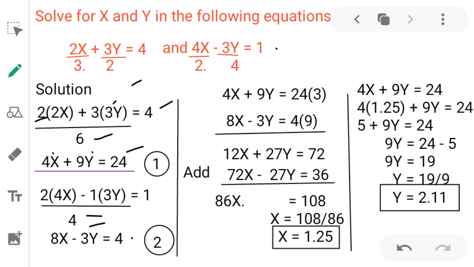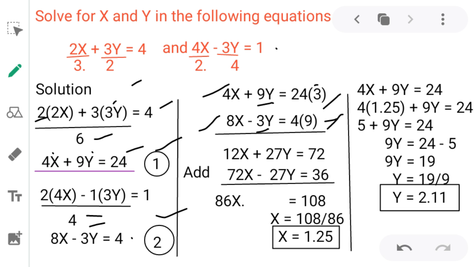By solving equation number 1 and equation number 2, we are going to get the value of x and y. Take the first equation, 4x plus 9y equals 24, into 3. Why are we multiplying by 3 here? Because we decided to cancel y. The coefficient of y in the second equation is 3, so it has to be multiplied with the first equation. Similarly, in the second equation, 8x minus 3y equals 4, into 9. Here 9 because the coefficient of y in the first equation is 9, and we have to multiply that number with the second equation.